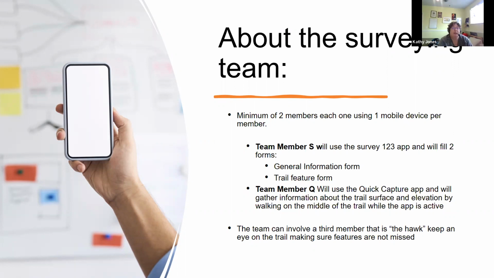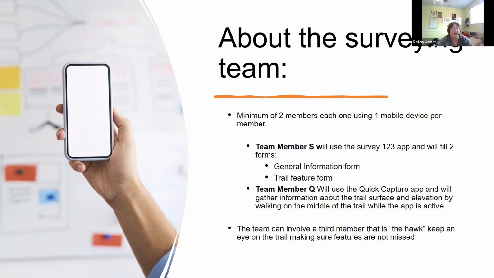Team member Q is using Quick Capture, and it's quite fun if you have watched the video already. You'll be capturing information on the trail location, collecting waypoints every 5 meters along the trail, and you're going to be collecting slope information and trail surface information and any barriers and obstacles on that trail. Every 5 meters. I think you changed it. 5 meters. Good. Okay. Sorry.